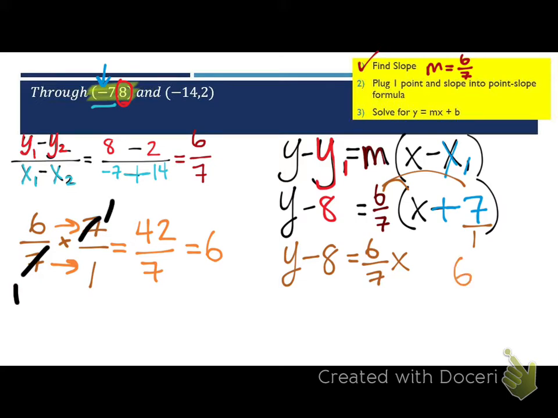My only word of caution to you is making sure you get this sign correct, because a lot of people will get the number right and then the sign wrong. We multiplied a positive times a positive, so this time we will obviously get a positive, but just be careful of that sign. My last step, add 8. So then we get y equals 6 over 7x plus 14.